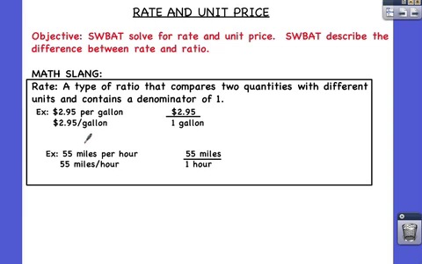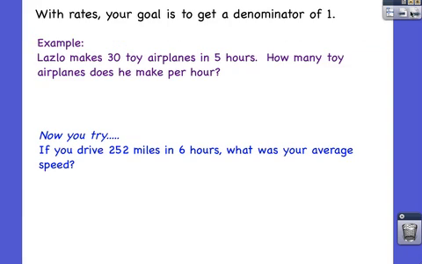Another example is with speed, 55 miles per hour. We have two units, miles and hours, and our denominator is 1. We travel 55 miles every 1 hour. So with rates, your goal is to get a denominator of 1. For example, Lazlo makes 30 toy airplanes in 5 hours. How many toy airplanes does he make per hour? In other words, what is his rate?